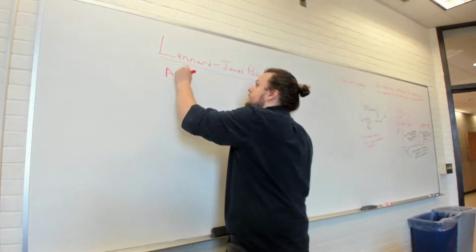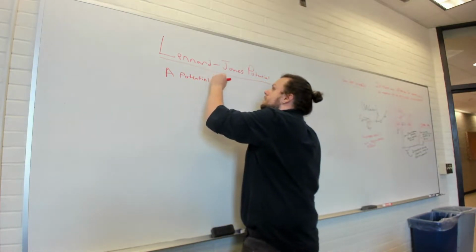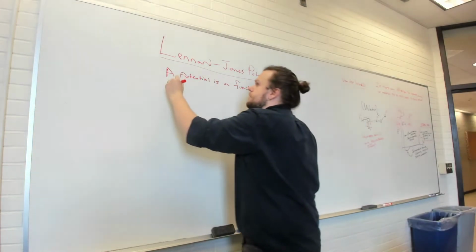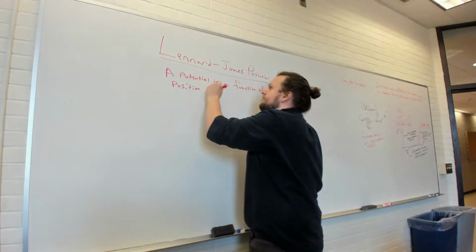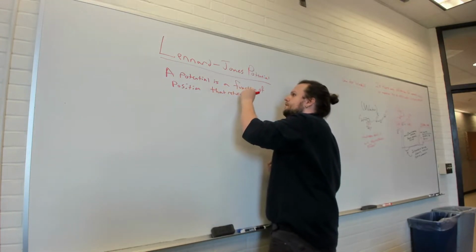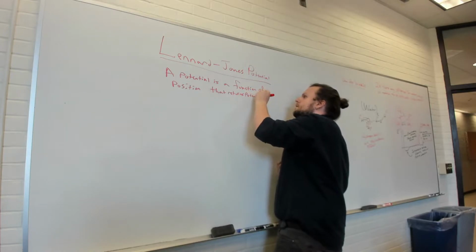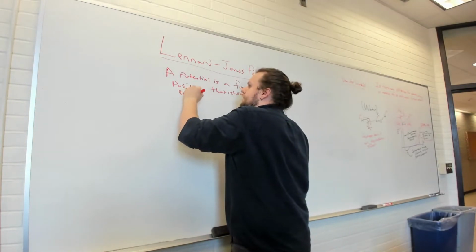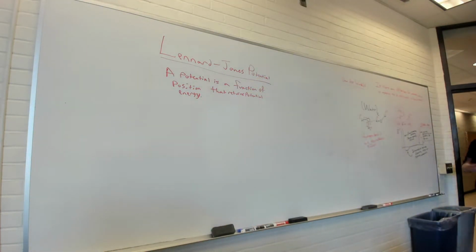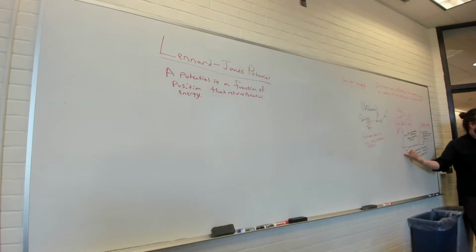And what do I mean by a potential? A potential is a function of position that returns energy, potential energy. So what you can think about is that potential energy is again made of the same stuff as kinetic energy, but it's represented a different way. Kinetic energy is just the energy of motion. Potential energy is some energy that is stored inside of a system that can be used for other things, right?